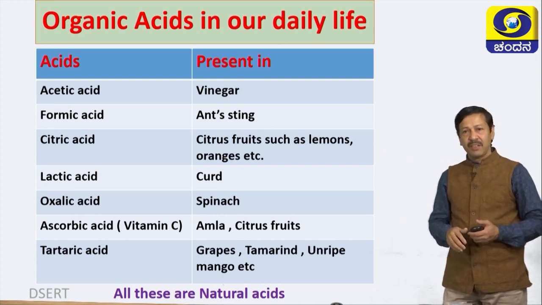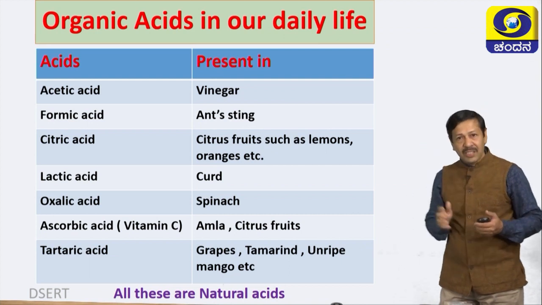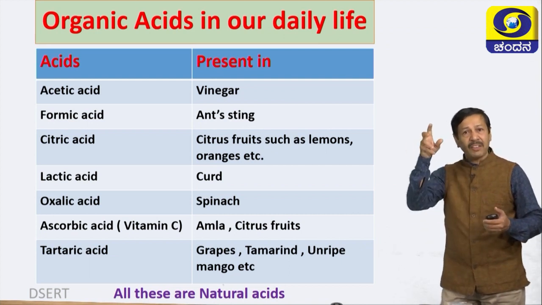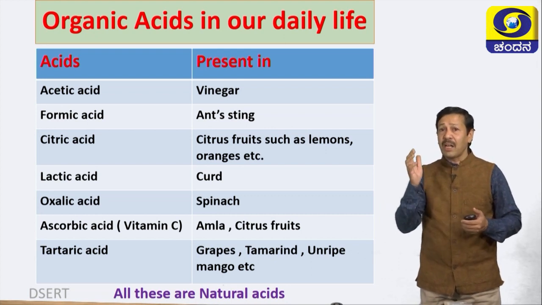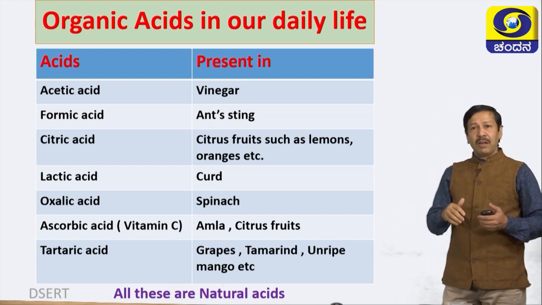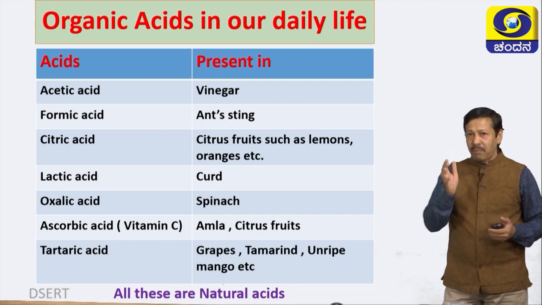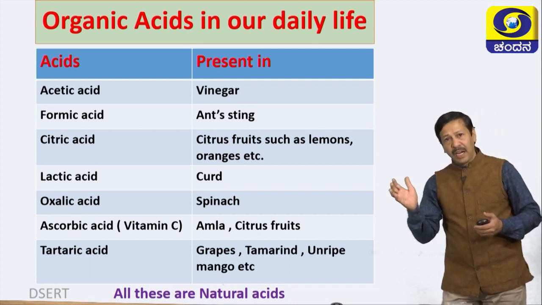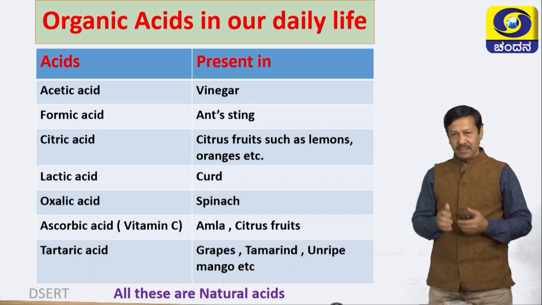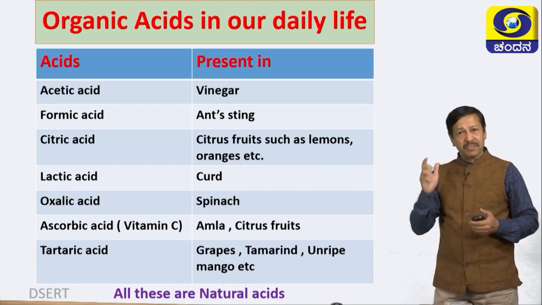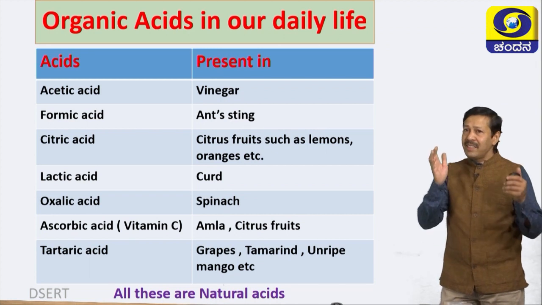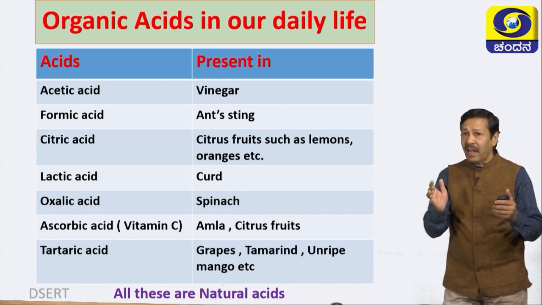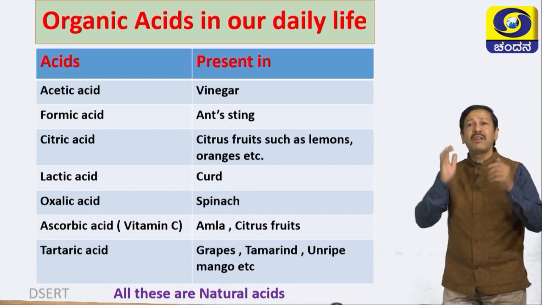Lactic acid is found in curd, oxalic acid is found in spinach. Similarly, vitamin C, commonly known as ascorbic acid, is found in amla, citrus fruits, and so on. Tartaric acid is found in tamarind, grapes, unripe mangoes, and so on. All these are found in our nature, hence these are called natural acids.